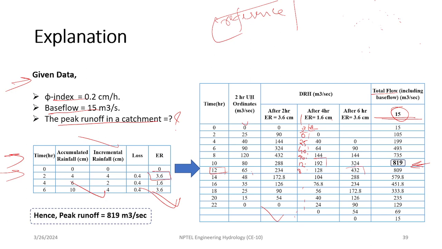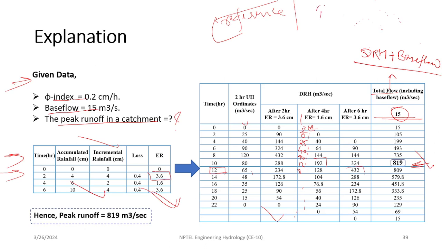Have you forgotten to add 15? Yes, because you have to add that base flow also, no? Correct. Don't forget that the total flow will be a summation of DRH plus base flow. Yes, we get 819. Okay, that's good, ma'am.